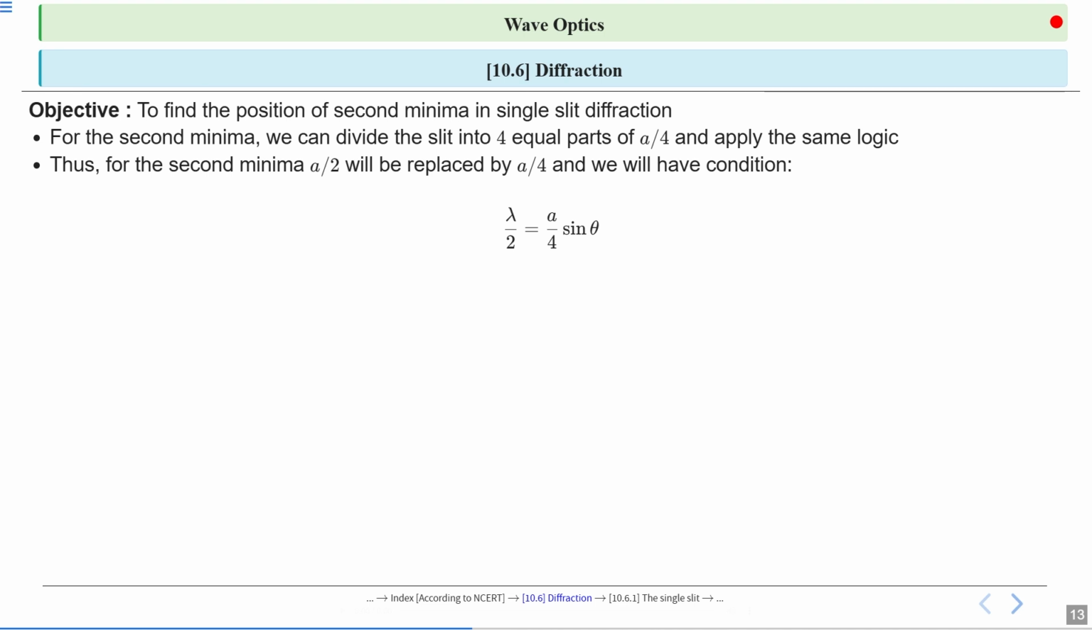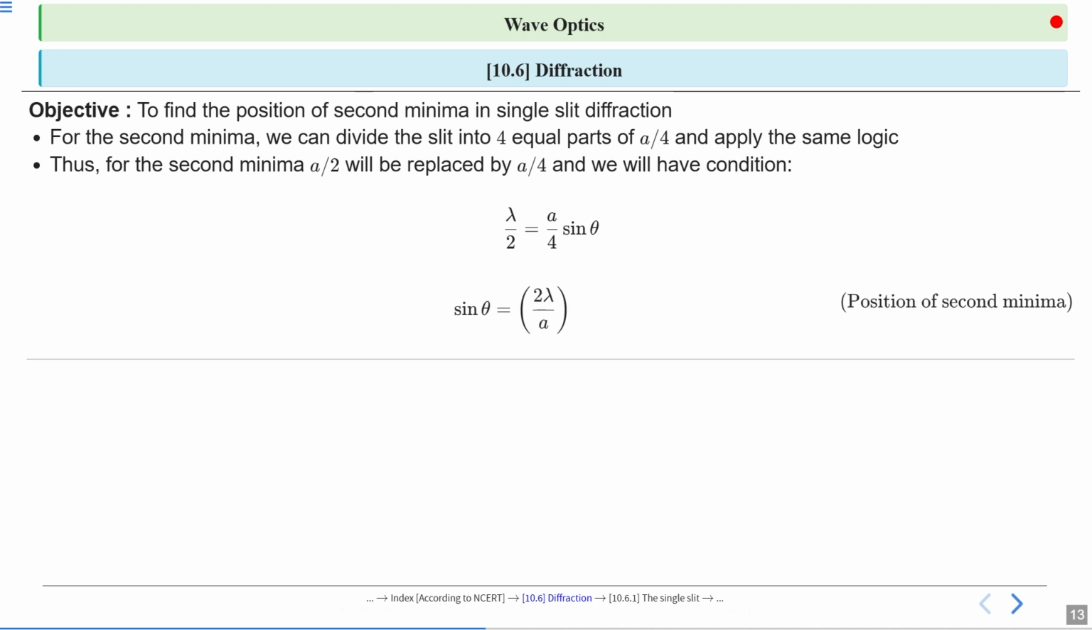wavelets originating from any two consecutive parts of the slit, which is divided into 4 parts, that is a by 4 sine theta. So this a by 4 sine theta should be equal to lambda upon 2. Here lambda represents the wavelength of light, a is the slit width, and theta is the angle of diffraction.